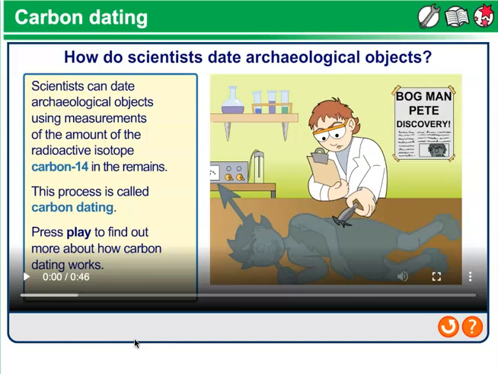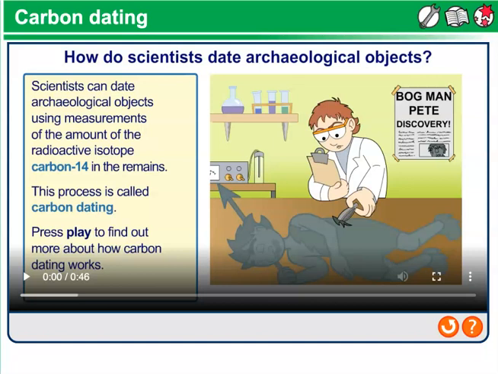Carbon dating. So how do scientists date archaeological objects? Oftentimes, they will use carbon dating. Carbon dating can only be reliable for fossils up to and around 50,000 years old. For other specimens, potassium-argon dating can be used. This is based on the ratio of potassium-40 to argon-40 in minerals and rocks.